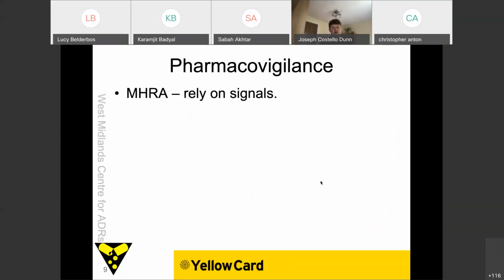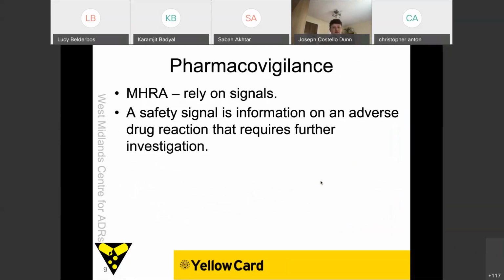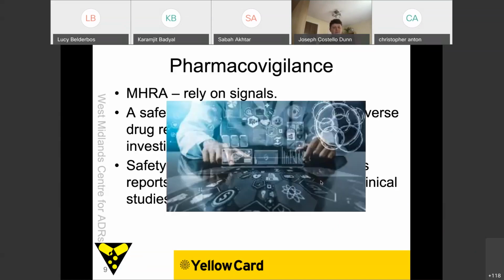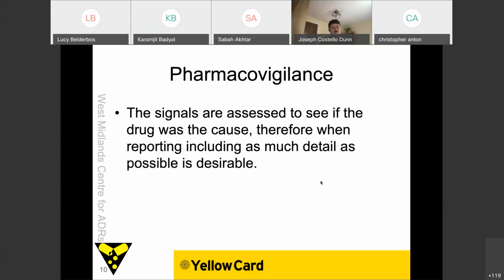So the MHRA rely on signals, and a safety signal is information on an adverse drug reaction that requires further investigation. And these signals come from spontaneous reports. So in the UK, these spontaneous reports are called yellow cards. But the data and the signals also come from clinical studies and scientific literature. And these signals are assessed by signal assessors. And the signal assessors see if the drug was the cause.